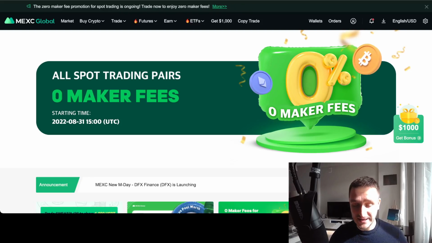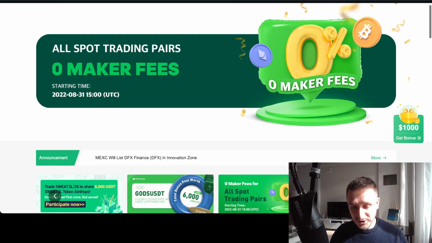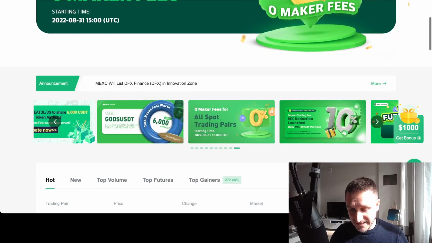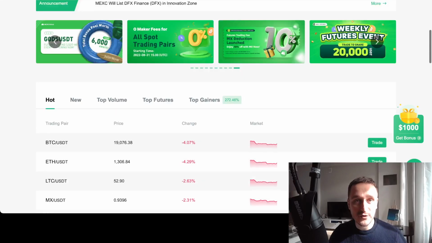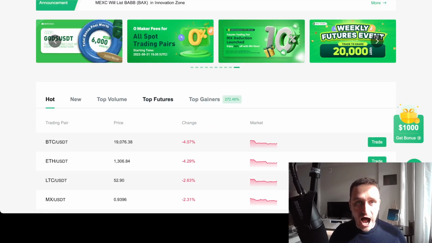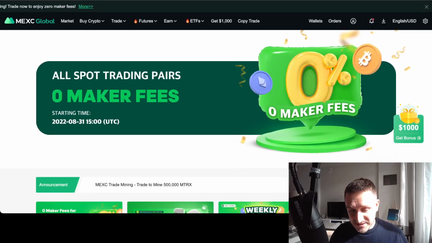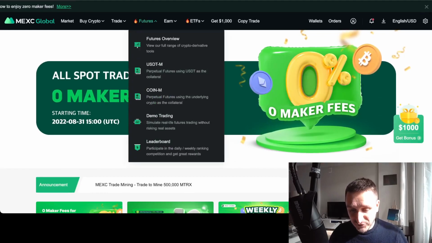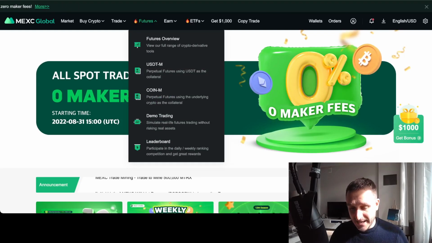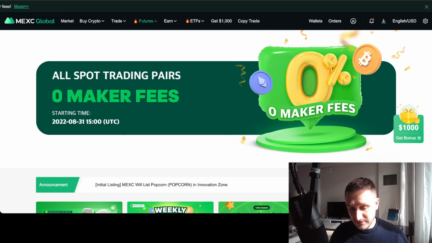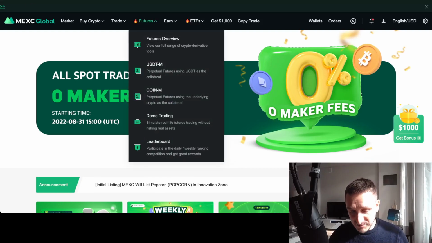So first of all, there are different sections of MEXC related to whether you want to spot trade, automate your trade, or use leverage. On top of that, there's a bunch of things like futures and different perpetuals for different coins. I will explain those.